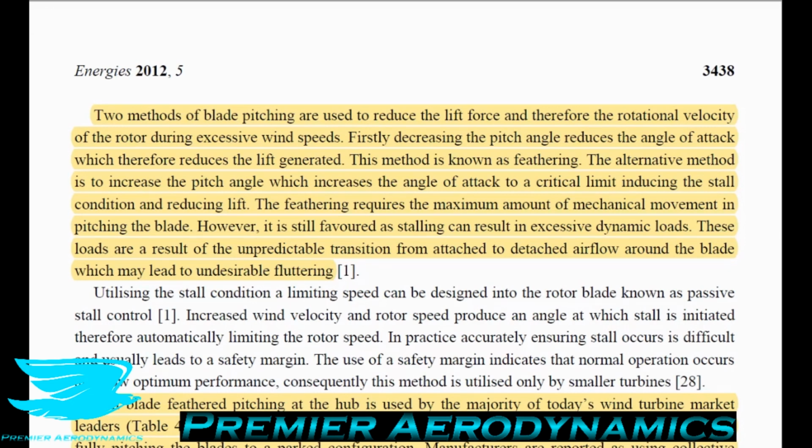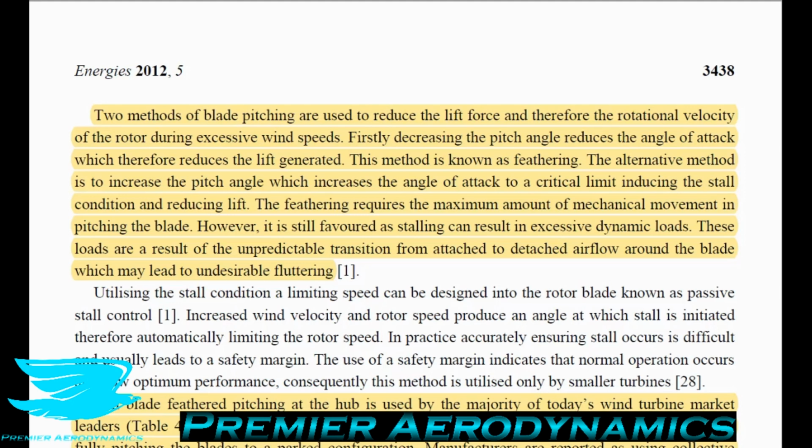They say that feathering requires the maximum amount of mechanical movement in the pitching of the blade, but it's still far more favorable because the alternative, when it stalls, you get not only very high aerodynamic loads in directions that you don't want, they're usually very unpredictable. So that means you can greatly damage your wind turbines. So reducing the angle of attack is usually far better. And also they say that if you increase the angle of attack so it stalls, you may also induce fluttering.